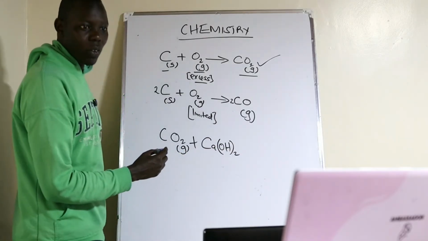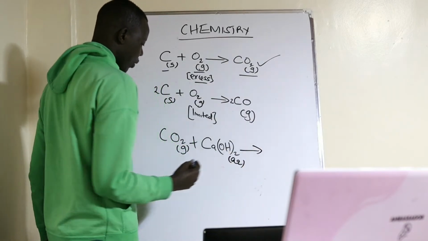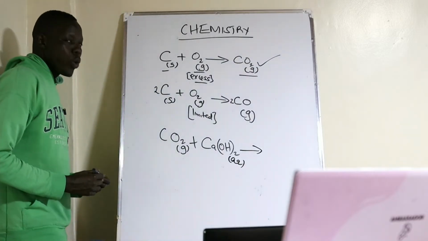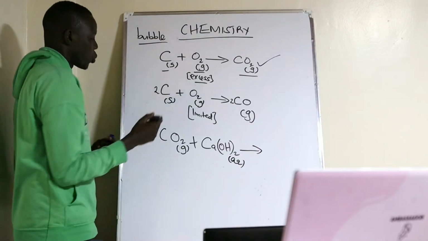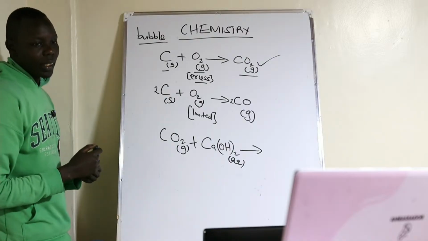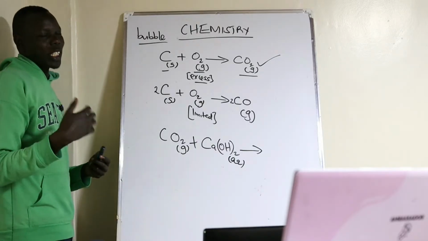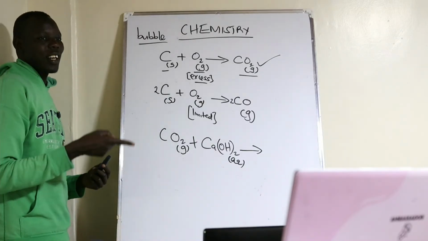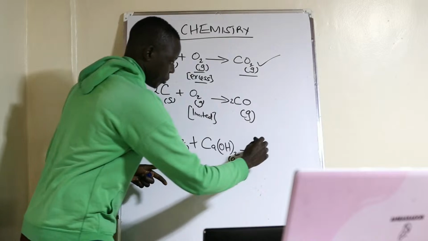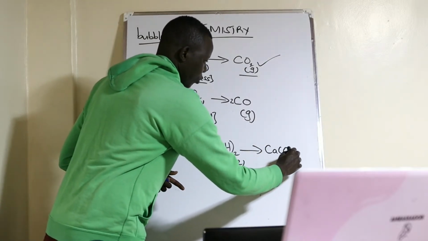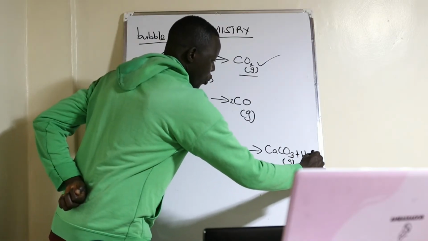What is the state symbol for calcium hydroxide? It's aqueous. Now, in this case, we are bubbling, the best word is you are bubbling CO2 gas through calcium hydroxide. The reaction will be in such a way that a white precipitate will be formed. And we must be there to explain what is this white precipitate by the use of equations. The white precipitate is calcium carbonate, which is a solid, then plus water, which is liquid.